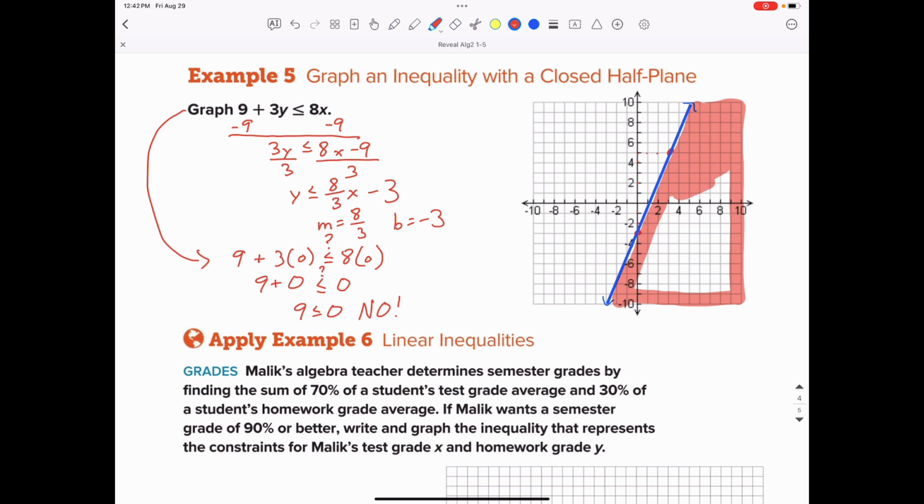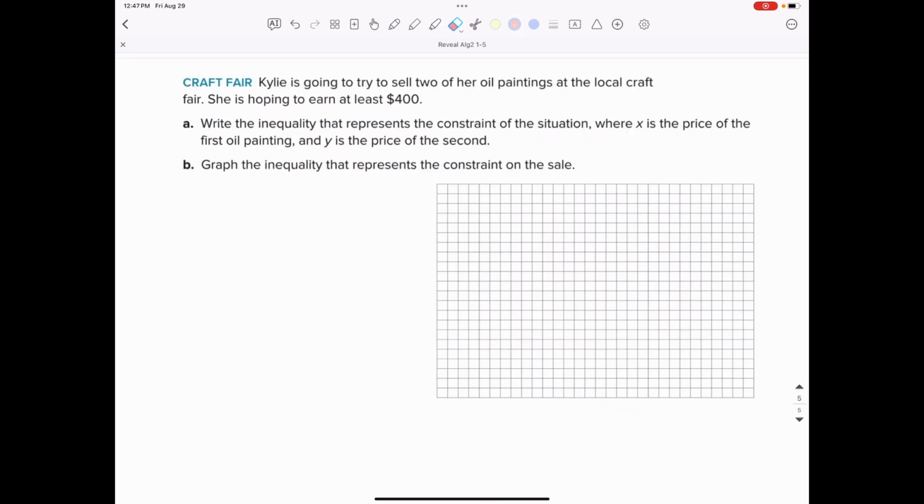And again, that means that any point in the shaded region would make that original problem a true sentence. You can use inequalities to solve some problems when you're trying to set a goal, meaning that you're going to want to earn a certain amount of money, but it would be okay if you earned more money.